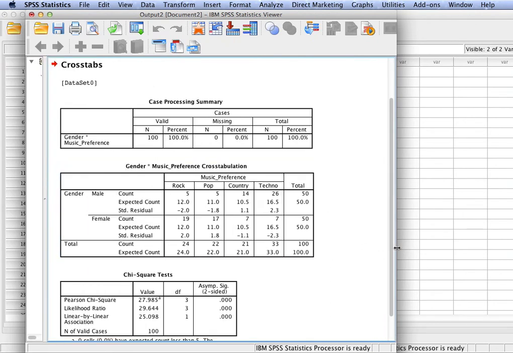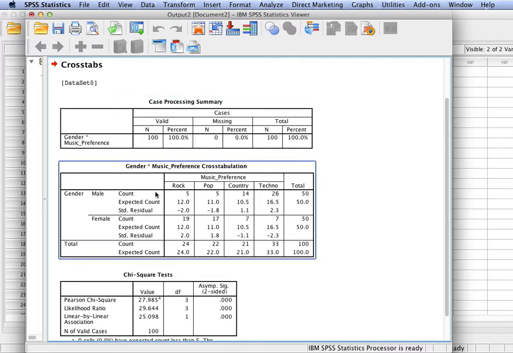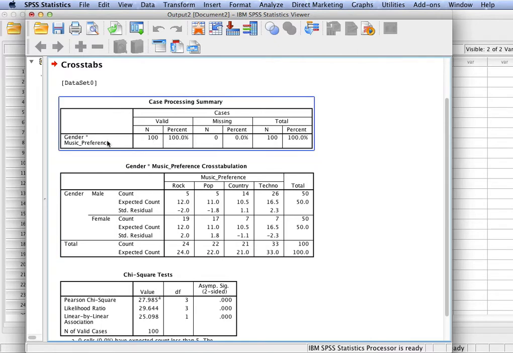So the first thing we get is a table just giving us a summary of how many participants were included. So in this case we had 100, and everyone was included in the analysis because they had data on both variables. So there was no missing data, and this would have been the adjusted total once you took into consideration the missing data. But in this case, everyone was a participant.